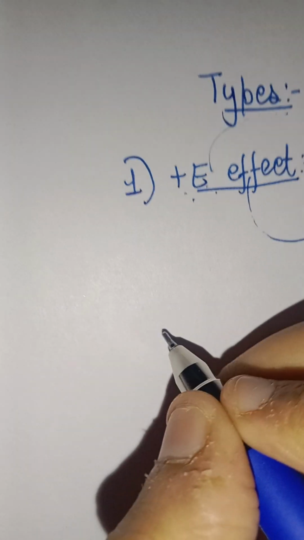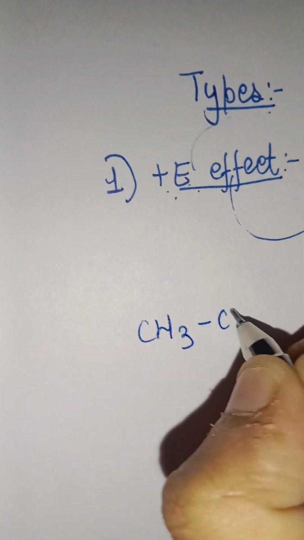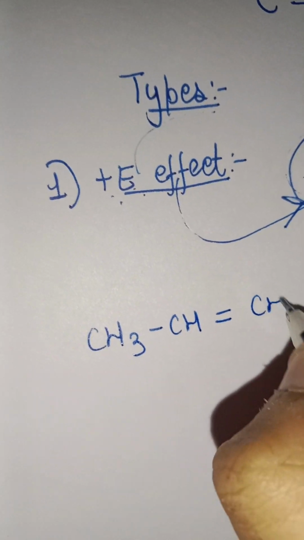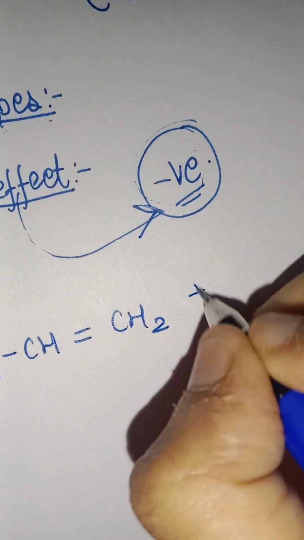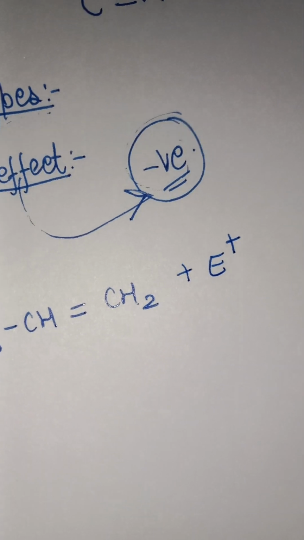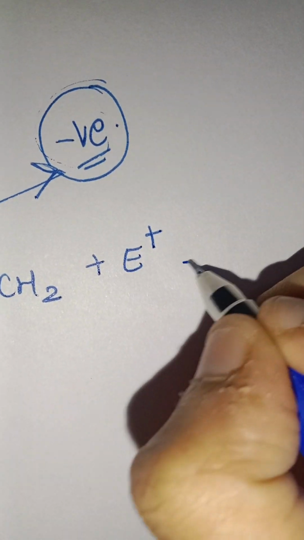For example, I have this CH3 CH double bond CH2, now plus this. So this is the attacking reagent that you have over here.